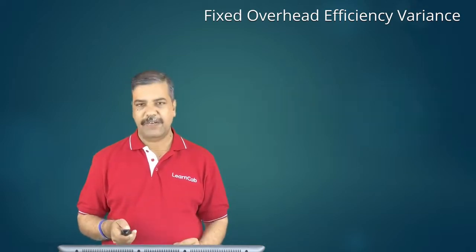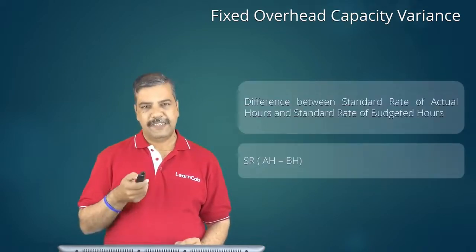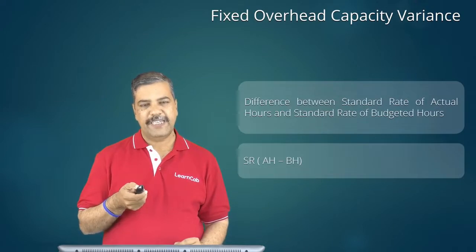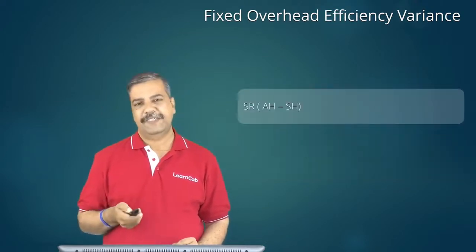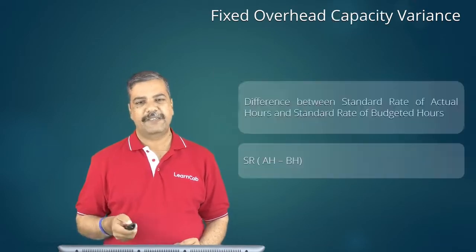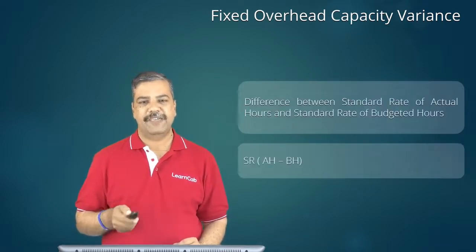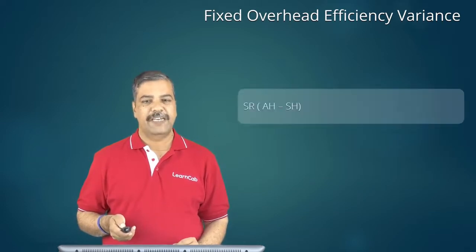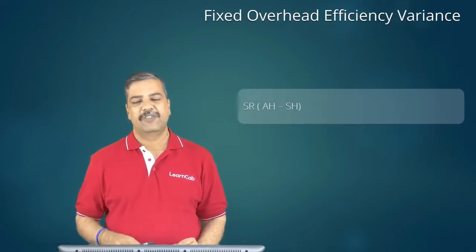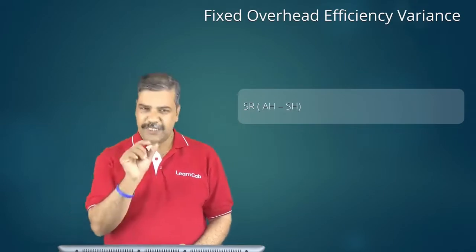If you see the formula previously, for capacity it was AH minus BH. Here it is AH minus SH. So SH is coming in place of BH here. There it was BH, so that was capacity; efficiency is SH. So that is the only small change in the formula.